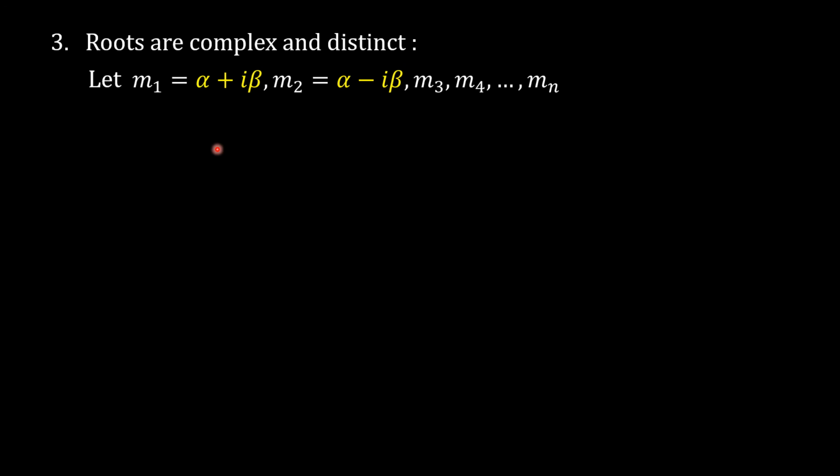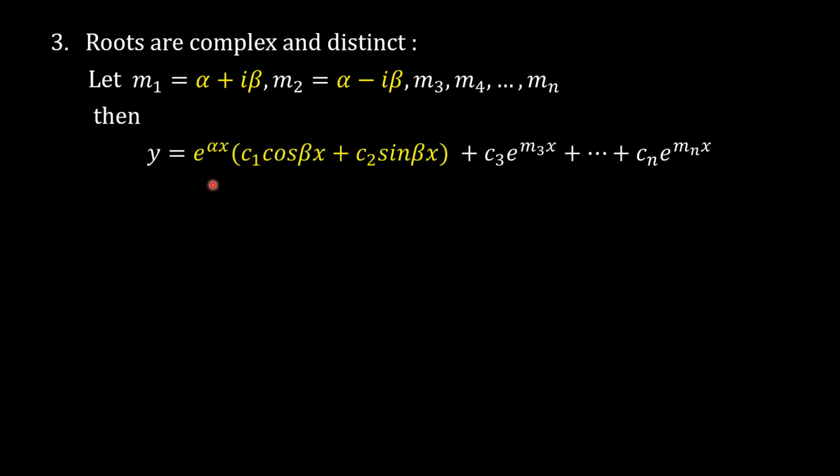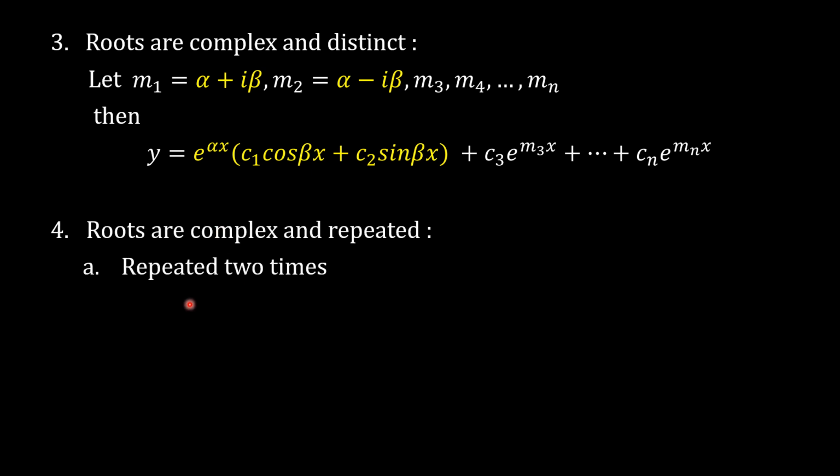Simplify the expression there. The simplified form we will get is y is equal to e raised to alpha x into (c1 cos beta x plus c2 sin beta x), where alpha is the real part and beta is the imaginary part of the complex number, plus the remaining terms corresponding to the real and distinct roots which we obtain using the first case. Now consider the roots are complex and repeated, in that complex roots are repeated two times.